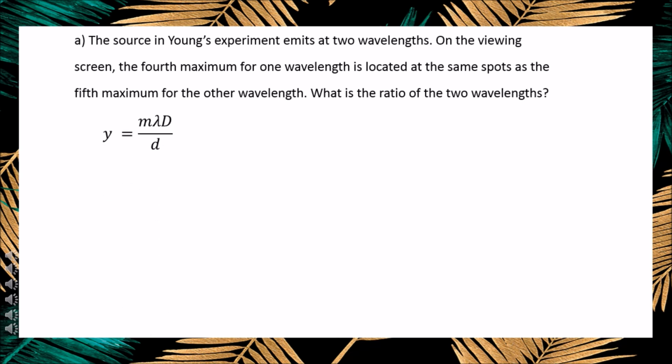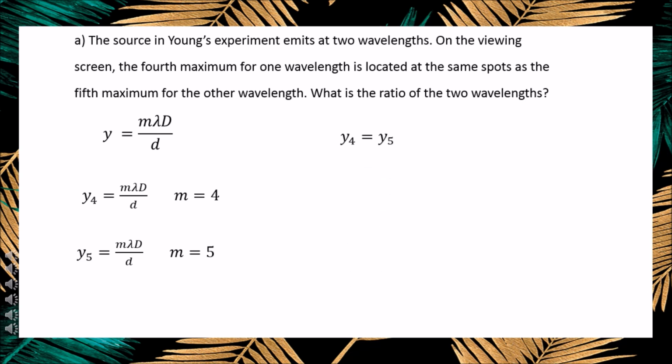So based on the question given, we will use the formula of the separation between central bright fringe, which is y equal to m lambda D over d. How should we know that? This is because it is stated by the word maximum. For the first wavelength, it is the fourth maximum, so the value of m is equal to 4. And for the second one, it is the fifth maximum for the other wavelength, so the value of m is equal to 5.